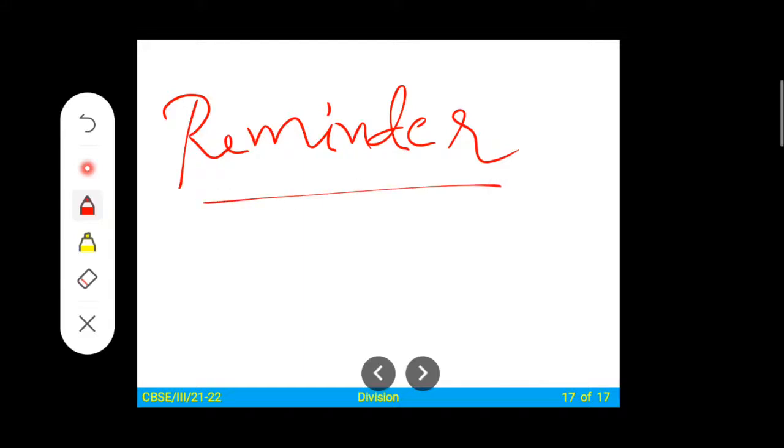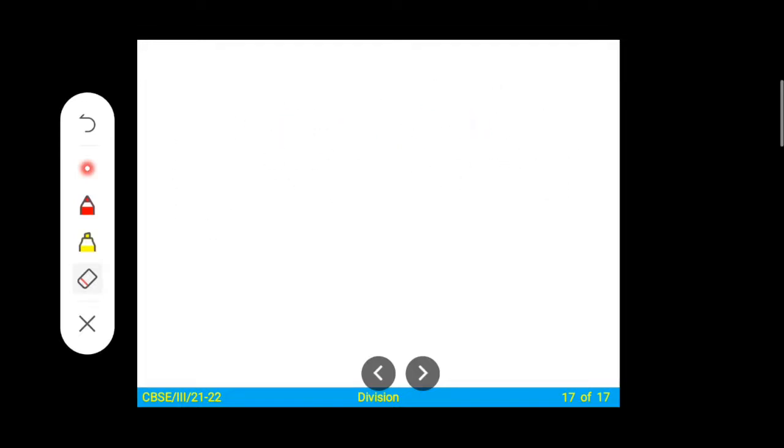What is the meaning of remainder? Sometimes we cannot divide exactly by the divisor. So there is a number left over. So that leftover number is called the remainder. Remember the definition, it is already given in your textbook. So first, for that remainder, I am taking one example for you.